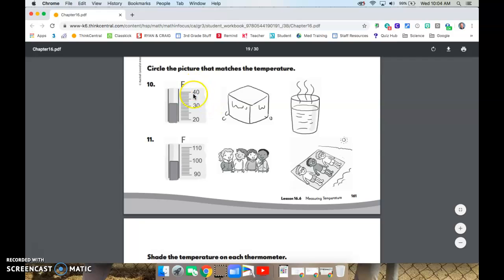Well, the temperature looks to be about 32 degrees. That's freezing cold right there. That's icicle time, okay? This is 100 degrees. I don't think you're wearing long sleeves, jackets, or sweaters at 100 degrees. It's lay on the beach. It's hot.